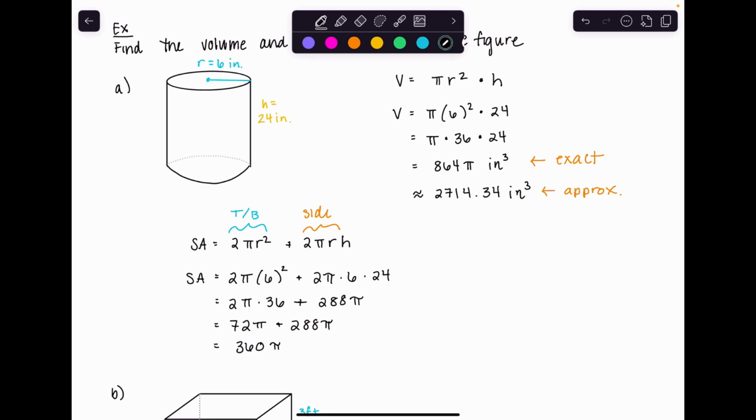And then the units on this are area, so that would be inches squared. So again, this is the exact. Plugging this into your calculator, you would see this is about 1130.97 inches squared. That would be the approximate, okay?